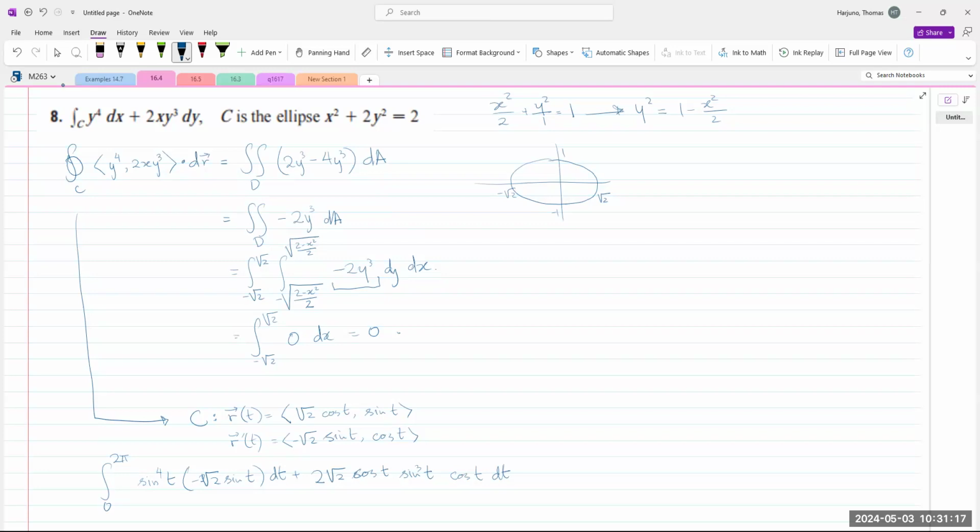Am I missing something? 2x y cubed. Why do I feel like I'm missing something? x, y cubed. That's correct.